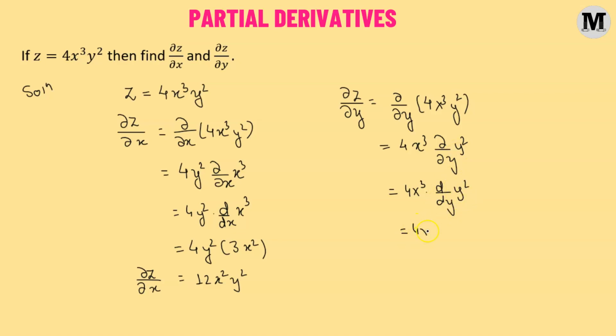So this will become 4x cubed times derivative of y squared with respect to y. That's simply 2y. So that means we now have 4 times 2, that's 8. We have x cubed multiplied by y. So this is going to be the value of partial of z with respect to y.